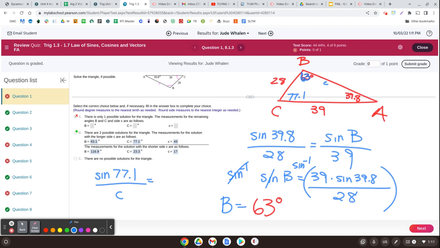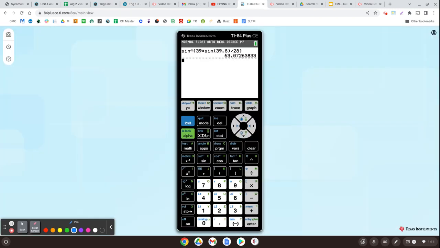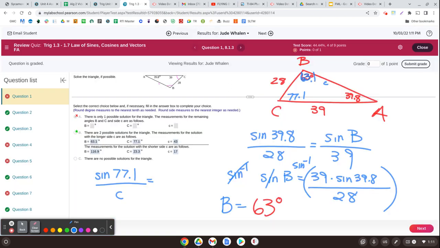Oh, they wanted this one as 63.1. My bad. We didn't round it correctly. Okay? And that's how, if you go back to the calculator, 63.1. Yes. My bad, I didn't read the rounding part. So that's how we got 77.1 for the other one.